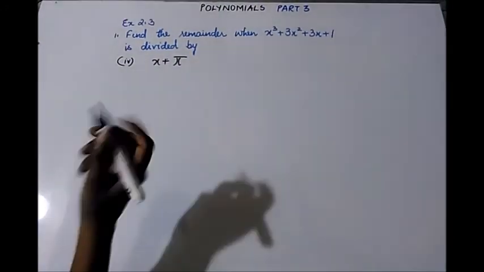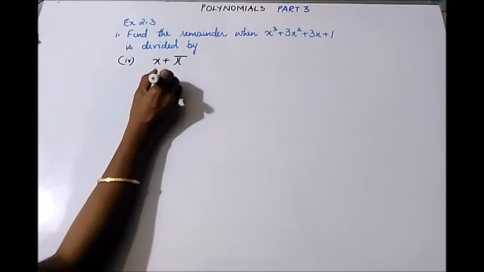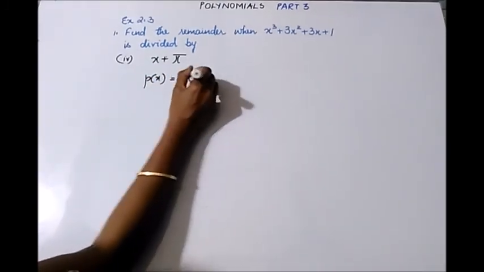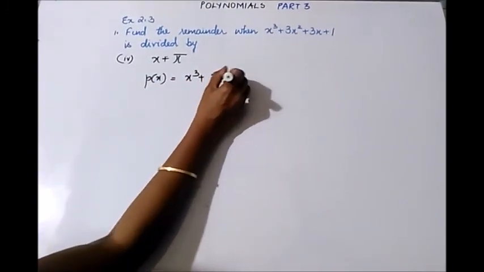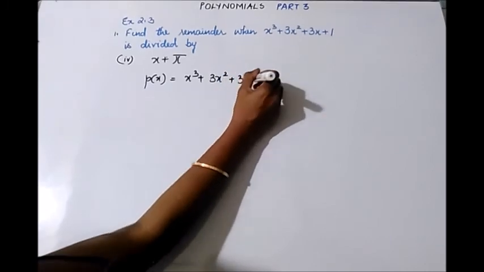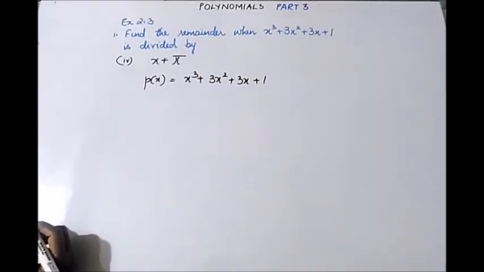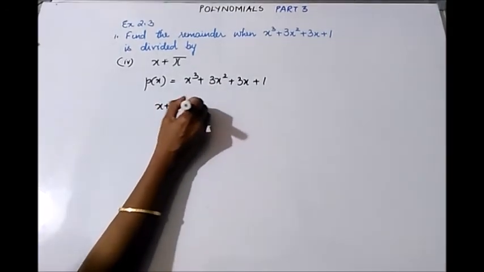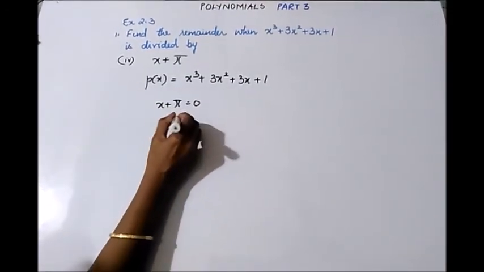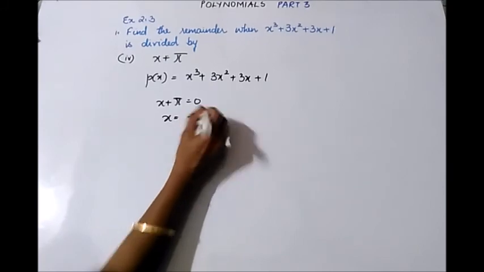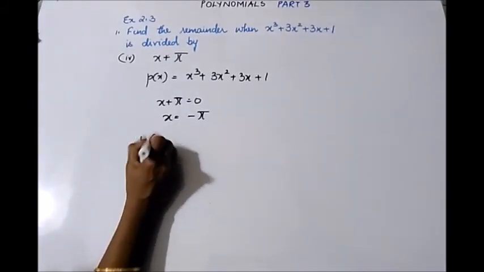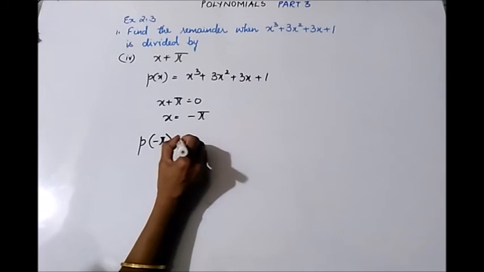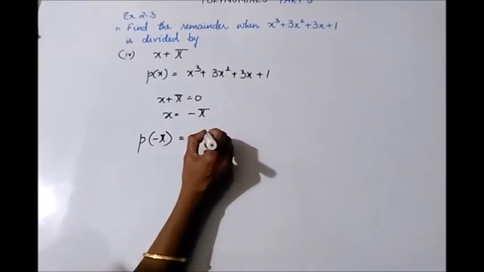Now let us denote the given dividend by p of x. First step, find the 0 of the divisor. That is, we have to write x plus pi is equal to 0, x equal to minus pi. Now we will find p. In place of x we will write minus pi.